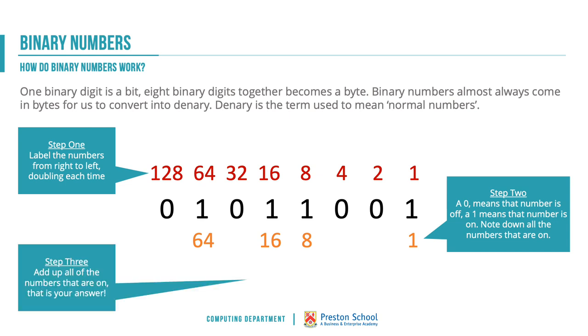Step 3, add those numbers up. 89. So this example equals 89. 01011001 represents 89 in denary. That's going to be a 2-mark question in the exam, 1 mark for showing your working, and a 2nd mark for the answer.